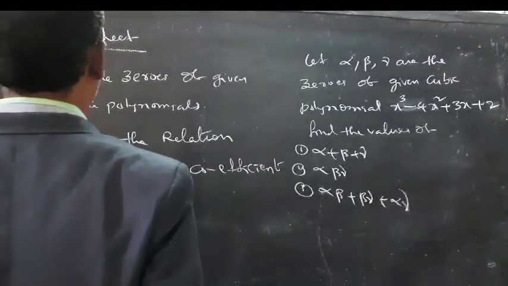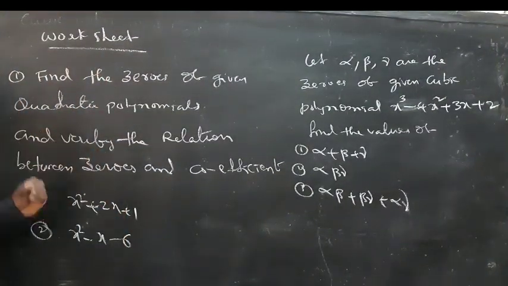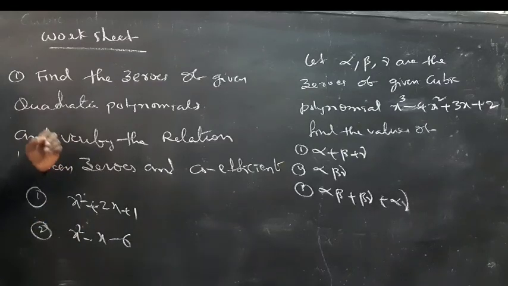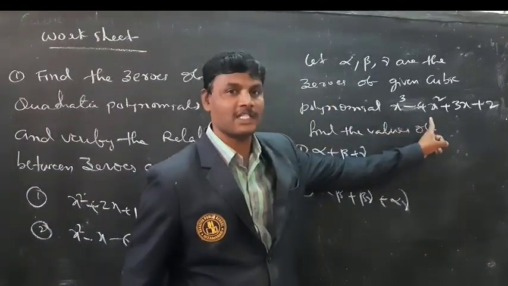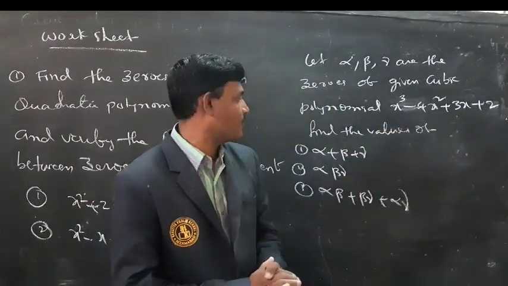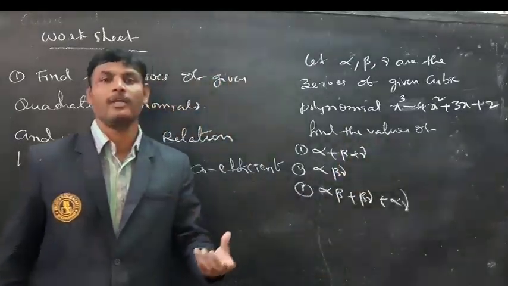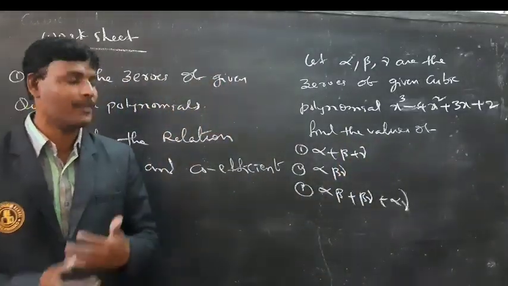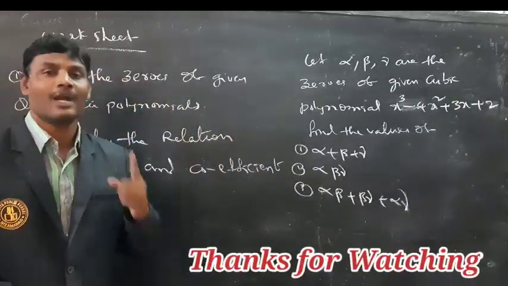10th class students, here is the worksheet. Find the zeros of the given quadratic polynomial and verify the relation between zeros and the coefficients. Already we discussed it. Here the cubic polynomial is x cube minus 4x square plus 3x plus 2. Then find the value of alpha plus beta plus gamma, alpha beta gamma, and also alpha beta plus beta gamma plus alpha gamma. This also we discussed. So complete the homework.